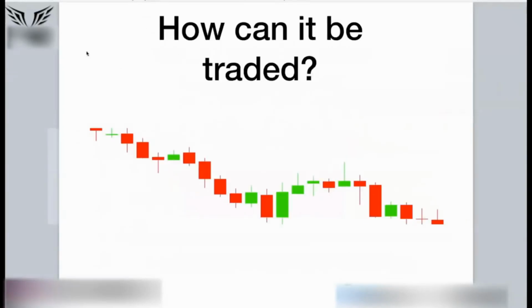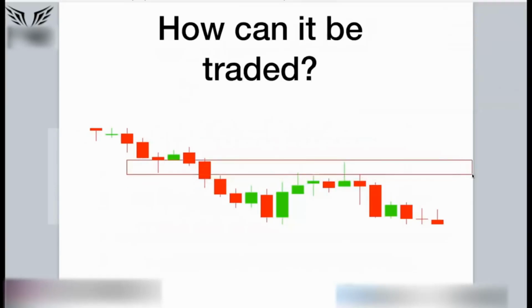So how can it be traded? How can we trade a wick? Well, first of all, like I said, a wick is a first sign of rejection. So let's say you're plotting out your zones, right? You want to trade the trends, like I showed in my previous video. So you draw out your zones, okay? And you basically wait for a proper retest, okay?